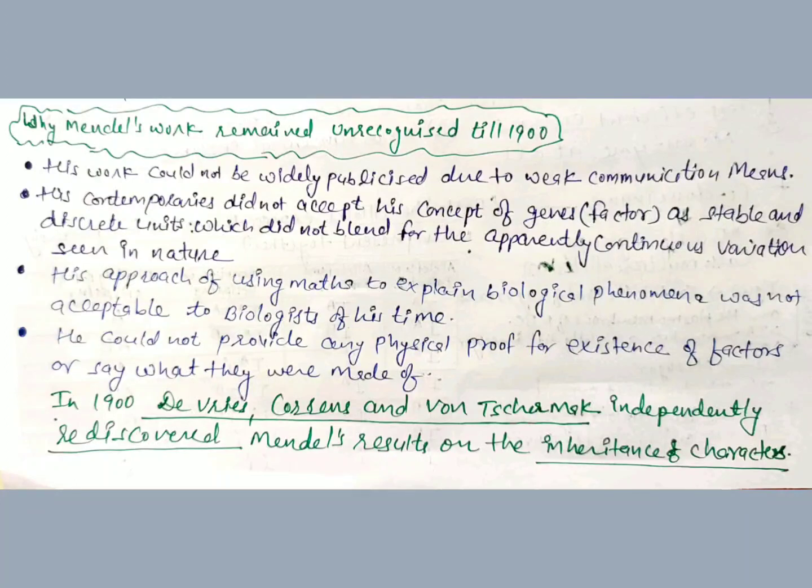But in 1900, De Vries, Correns and von Tschermak independently rediscovered Mendel's results on the inheritance of characters. This is all for this video. Now we will be talking about the chromosomal theory of inheritance in the next video.